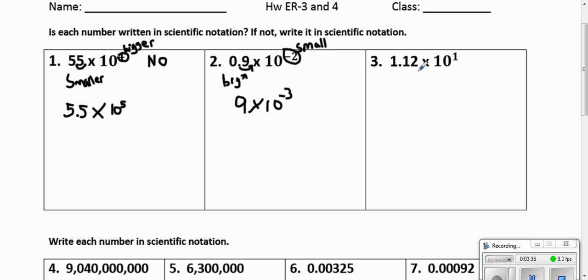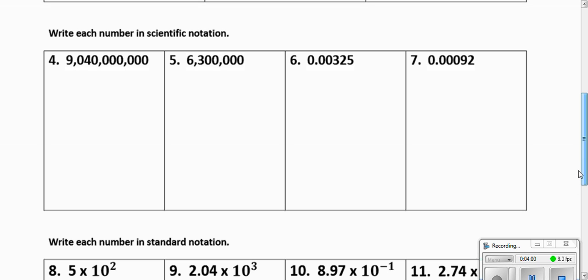Number 3, I want you to take a look at this and ask yourself, remember, in scientific notation, this first number has to be between 1 and 10. If it is between 1 and 10, then it is in scientific notation. If it is not between 1 and 10, then it's not in scientific notation. So you can answer this one on your own, I think. To go on to number 4, to write each one of these numbers in scientific notation, I'm going to do number 5. Number 5, write that in scientific notation.